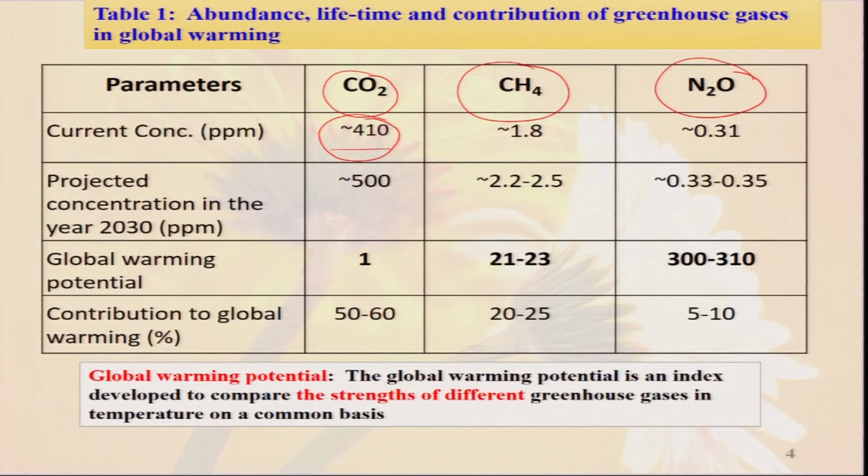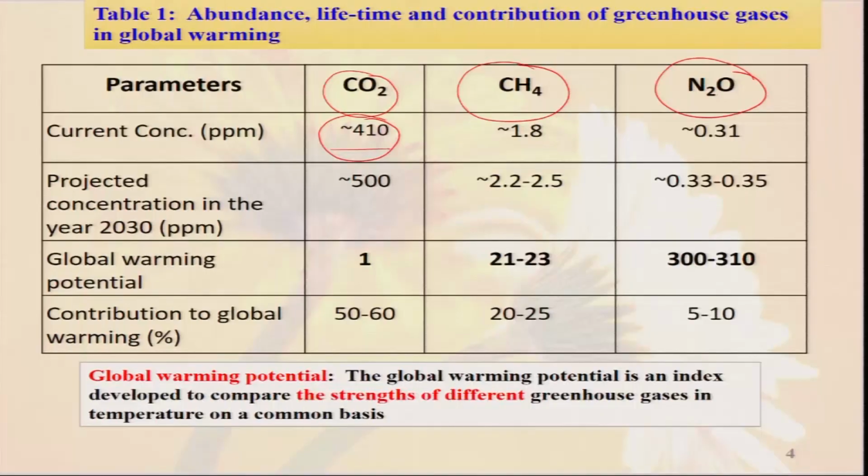But there is one thing, we always use this term global warming potential: how much a particular gas can enhance the temperature of the atmosphere. If we take a standard value for carbon dioxide, where carbon dioxide enhances the temperature by one unit, methane contributes 21 to 23 units. It means 1 unit of methane is equivalent to 21 to 23 units of carbon dioxide. Similarly, nitrous oxide, N2O gas, is released in the atmosphere whenever we apply lots of nitrogen fertilizer in the soil. Although their concentration is very low, the global warming potential is 300 to 310. It means 1 unit of nitrous oxide is equivalent to 300 units of carbon dioxide.